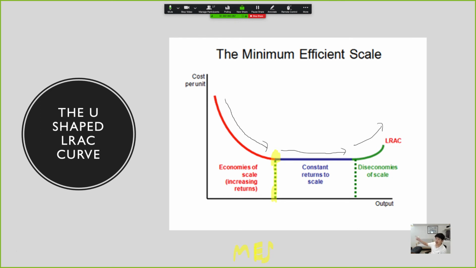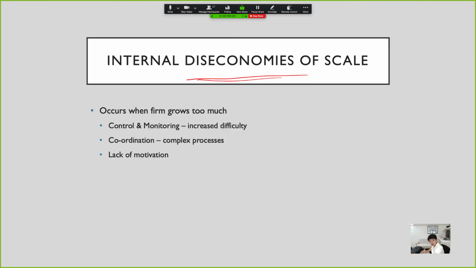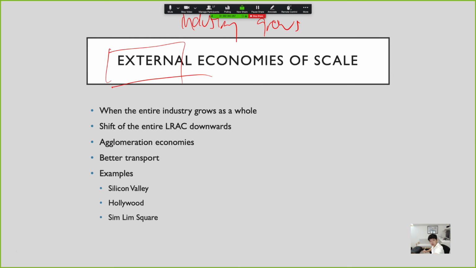When the whole industry grows in size, your LRAC curve shifts downwards. The whole curve shifts downwards. When the industry grows as a whole, your whole curve shifts downwards. You can go and read up on when the whole industry will grow as a whole.